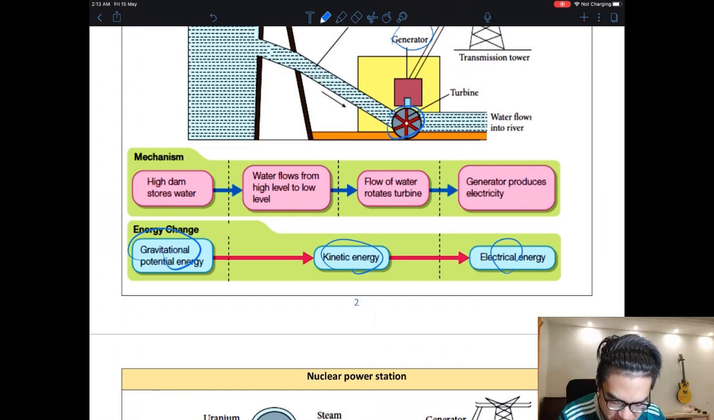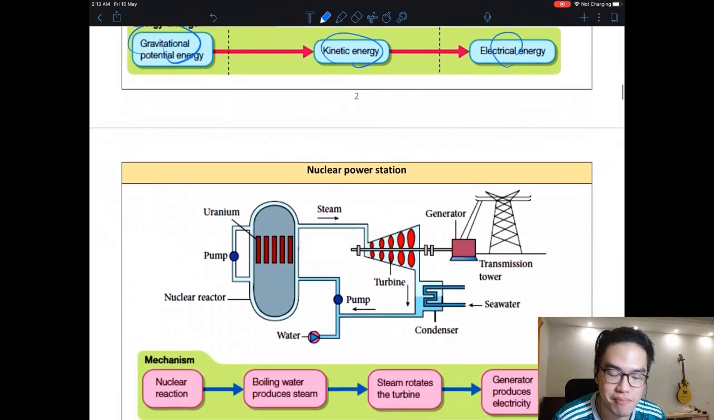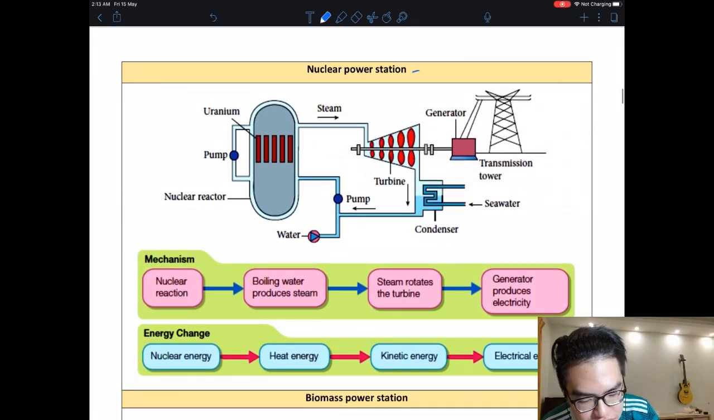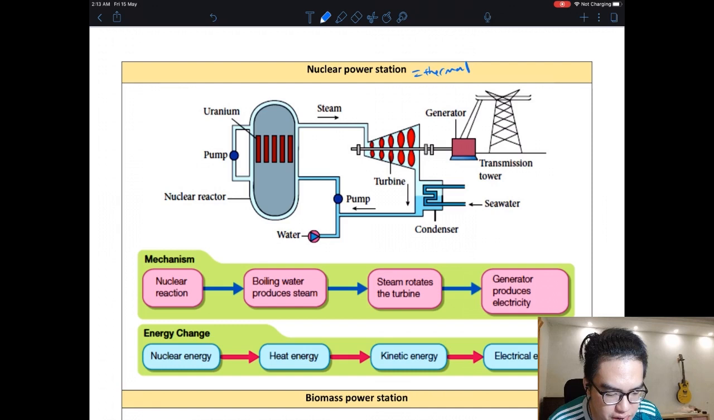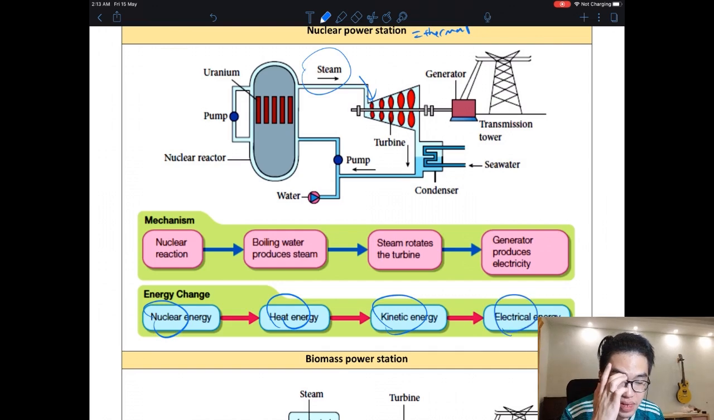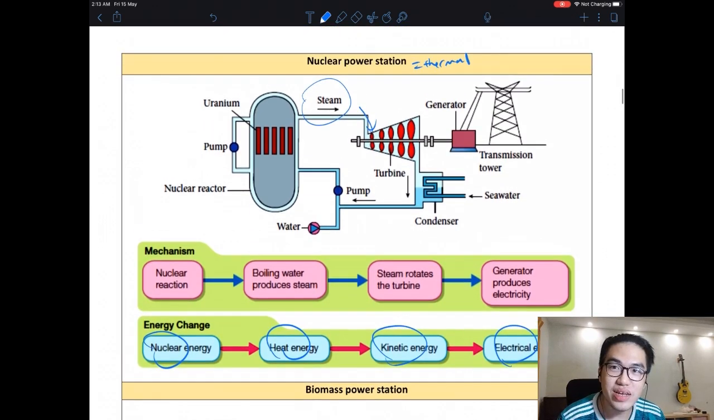Next, let's look at nuclear. Nuclear works the same as thermal. I'm heating water into steam and then the steam will spin the turbine. So what's the difference? I have nuclear energy, heat energy, kinetic, and electrical. So almost the same. Nuclear is the most controversial energy. Some say it's the cleanest. Some hate nuclear. Let's talk about nuclear.